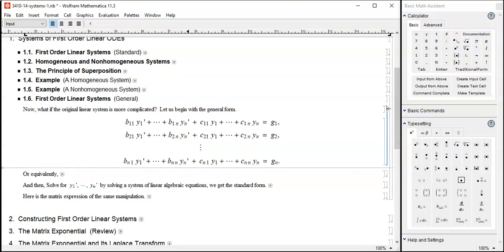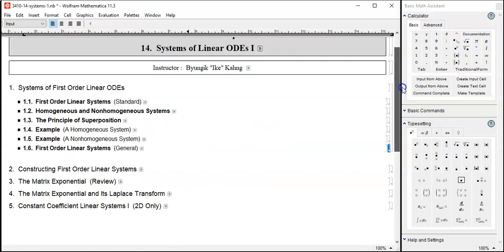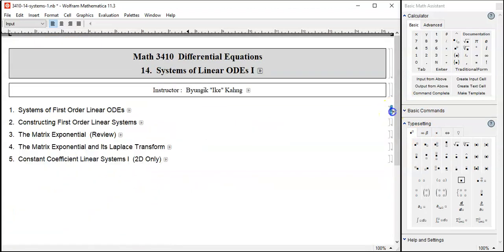So if B inverse doesn't exist, then it's impossible to solve that system anyway, so you don't really have to bother. So the conclusion: in theory, it's okay to start from the standard form. And in general, if you have some general form, then you can always convert it into the standard form and go from there.